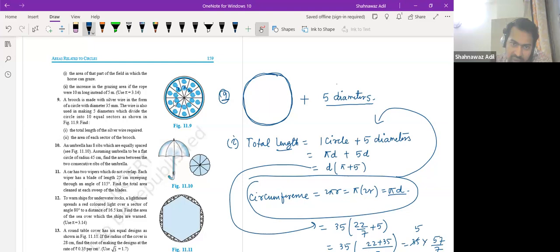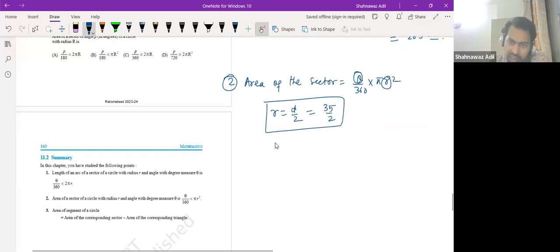So x, how much is this? 1, 2, 3, 4, 5, 6, 7, 8, 9, 10. So 10x is 360, right? As Aisha is saying, we have to divide it by 10. So the angle is 36. This is the angle, right? Now we have this angle, and we have this r also, so we can find out the area.